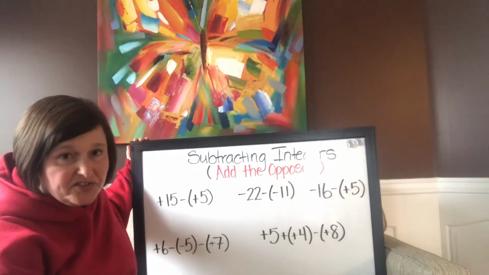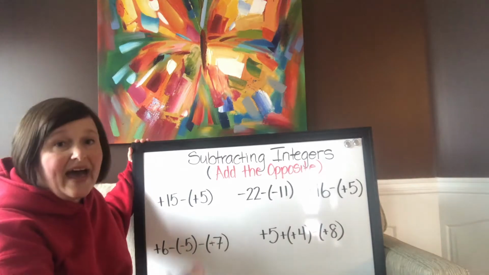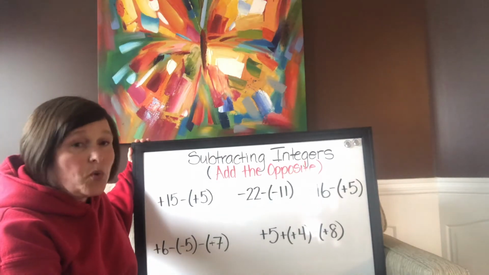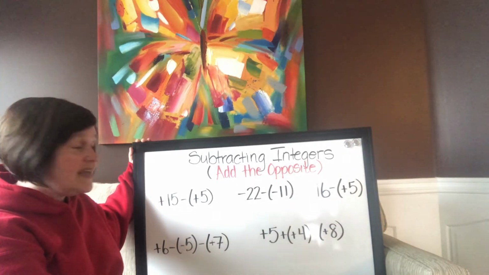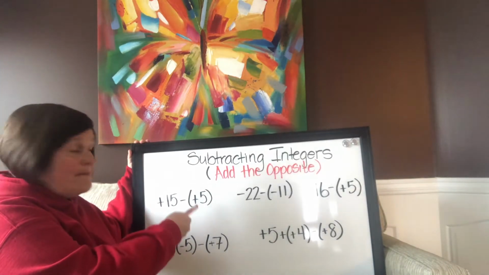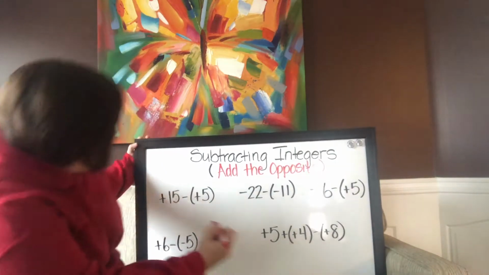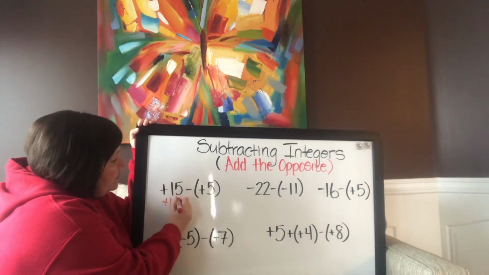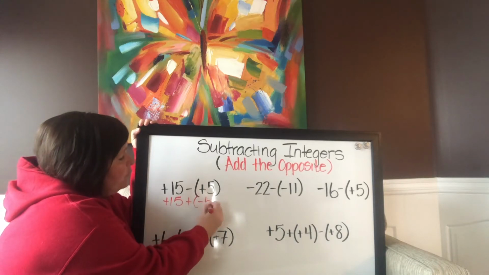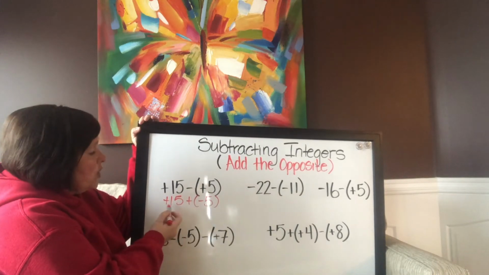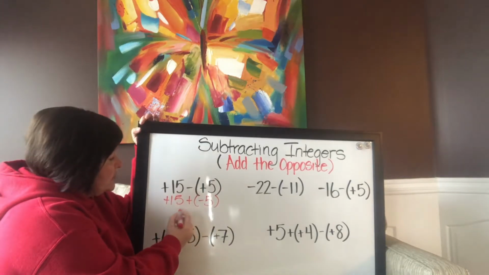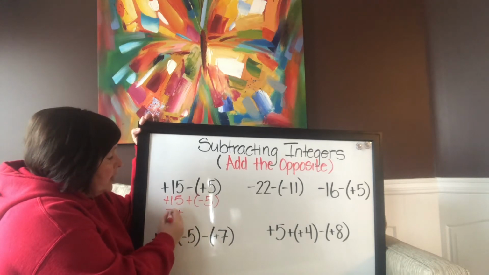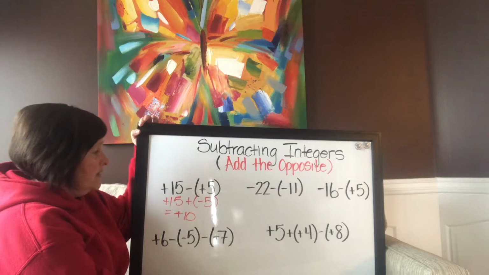To subtract integers, the easiest method is to add the opposite integer. So in order to do this, in most cases, you need to rewrite your equation. For example, positive 15 minus positive 5 would then become positive 15 plus negative 5. Therefore, we have a positive 15. Its absolute value is greater than negative 5, so we know that it has to have an answer of a positive. So your answer would be positive 10.